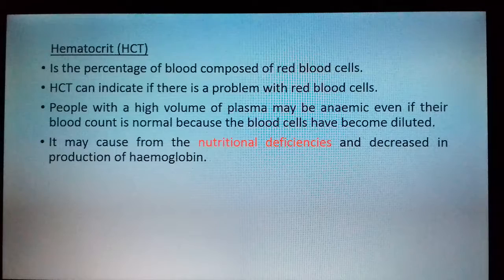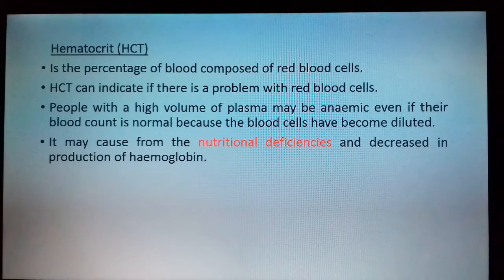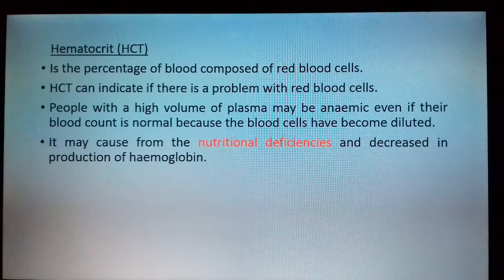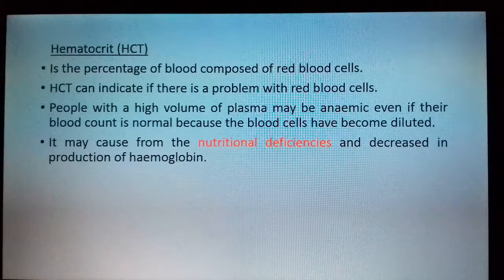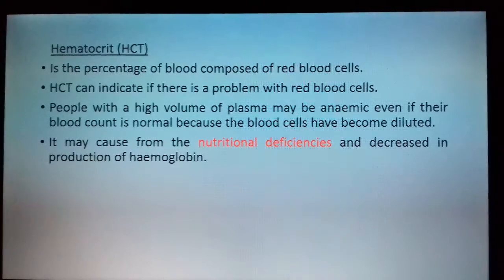Hematocrit, HCT, is the percentage of blood composed of red blood cells. HCT can indicate if there is a problem with red blood cells. People with a high volume of plasma may be anemic even if their blood count is normal because the blood cells have become diluted. It may cause from the nutritional deficiencies and decreased production of hemoglobin.